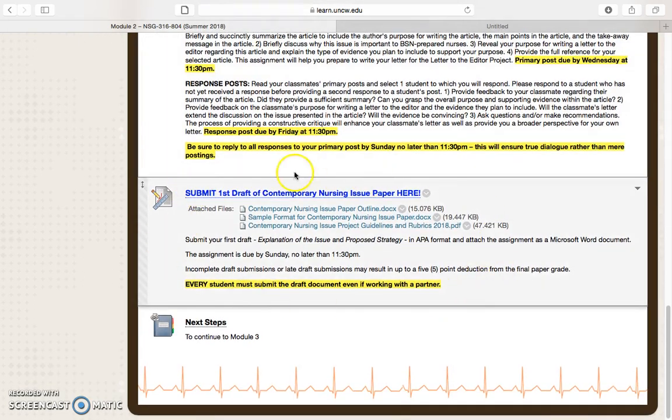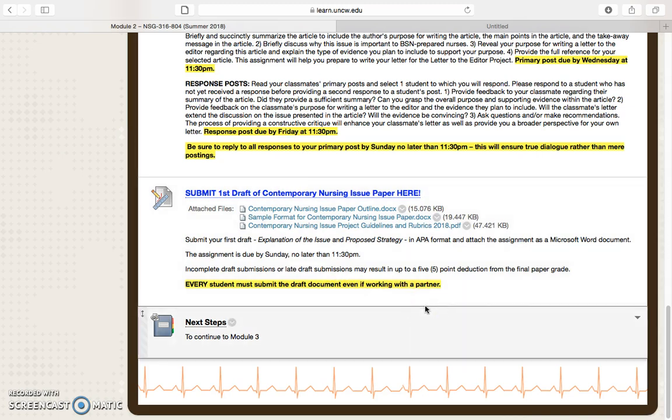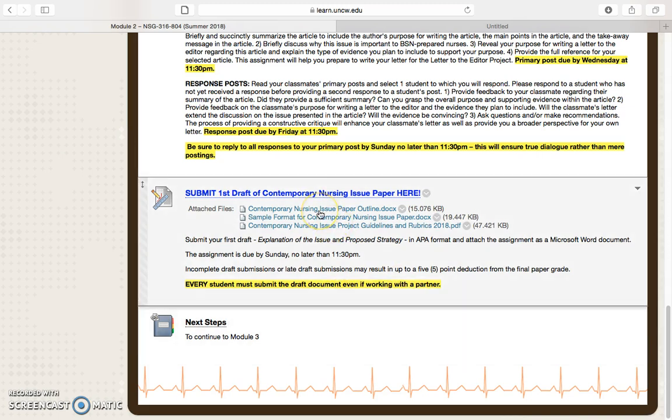Here is where you will be submitting your first draft of the paper that we just discussed. Again, you'll find the outline here that I just opened, the sample format. This is essential to look at this sample format. It will help you put your paper into the perfect format so that you don't have any problems putting that in APA and also getting marked off for the APA format. And then also just the rubrics and the guidelines.